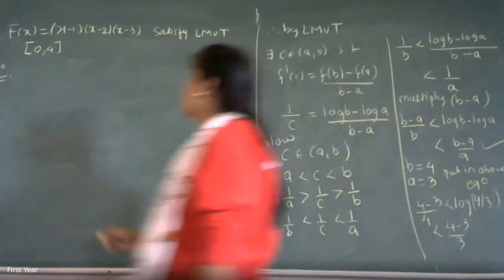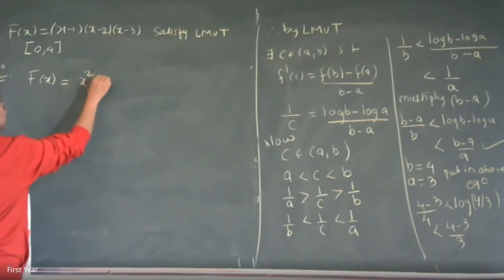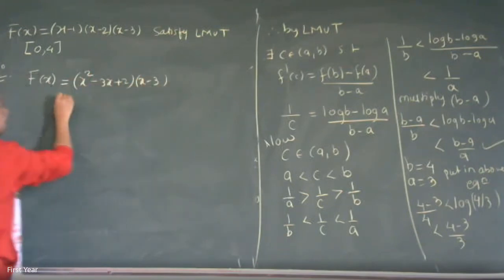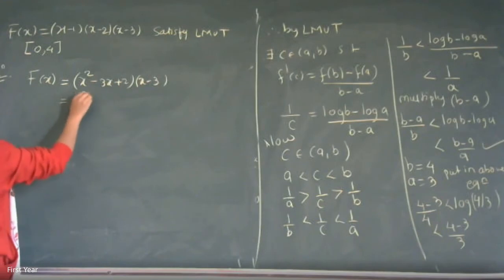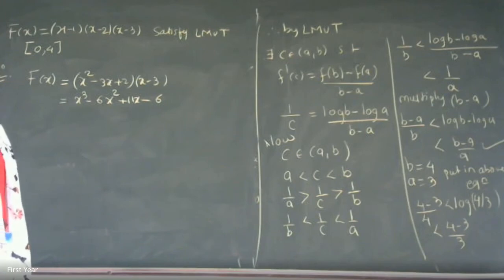So for that, first you simplify. f of x can be rewritten as a product; you do it and write down, it is a polynomial. It becomes x square minus 3x plus 2 into x minus 3, which becomes x cube minus 6x square plus 11x minus 6. That's right. So that's your polynomial.